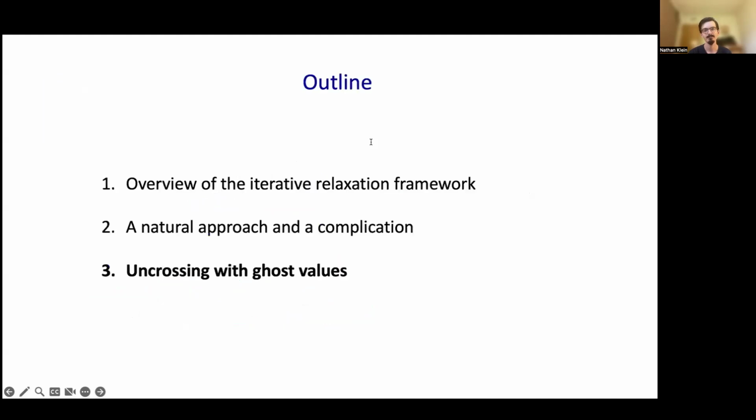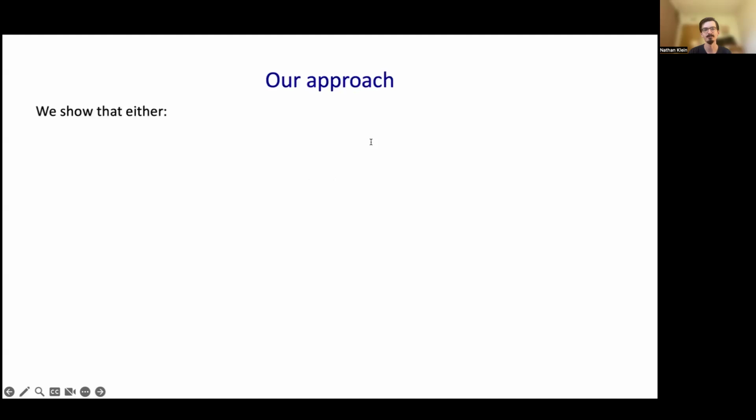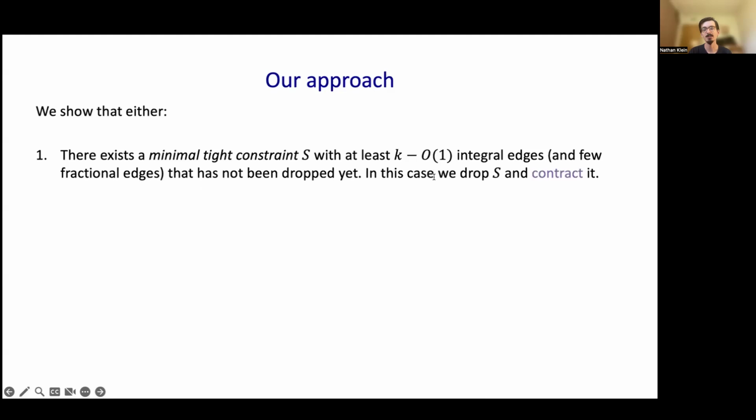Okay, so now I'll tell you how we fix this issue. We will show that either there exists a minimal tight constraint S with many integral edges, and actually few fractional edges. That turns out to be important. Which also is safe to drop because the edges inside any minimal tight constraint are all integral. So by dropping this set and contracting it, I actually haven't messed up any of the sets inside.